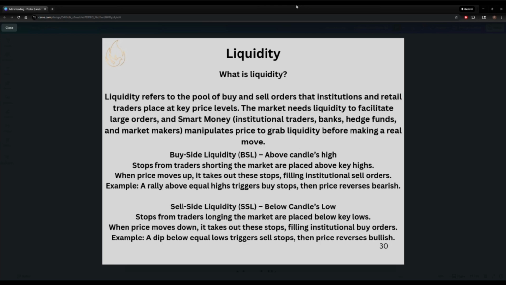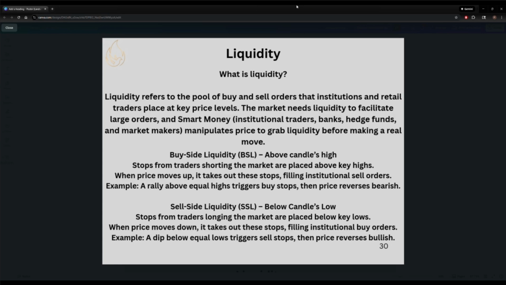Smart money manipulates price to grab liquidity before making the real move. When you understand that, you can anticipate, okay, if we ranged yesterday, then more than likely we may come up or down to take out yesterday's range and then go into the real direction.